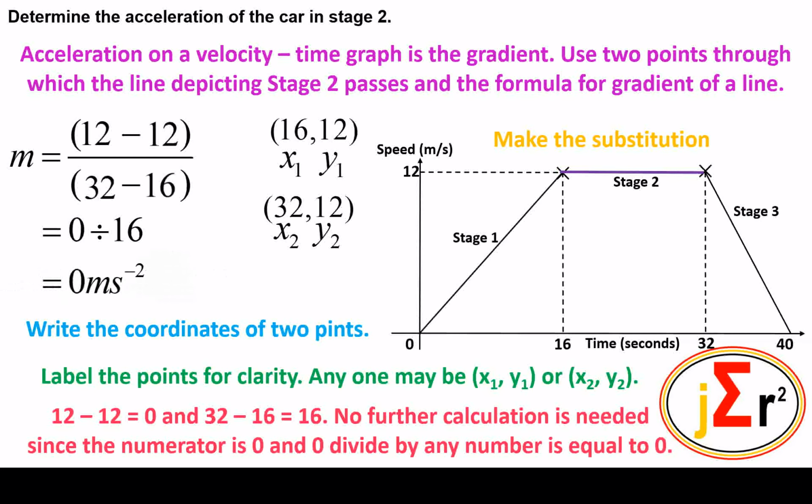It is all well and good to say that the gradient of a horizontal line is equal to 0, but it is another thing to show that it is actually 0. It's a horizontal line. It represents a region in which the acceleration is equal to 0. 0 meter per second squared.